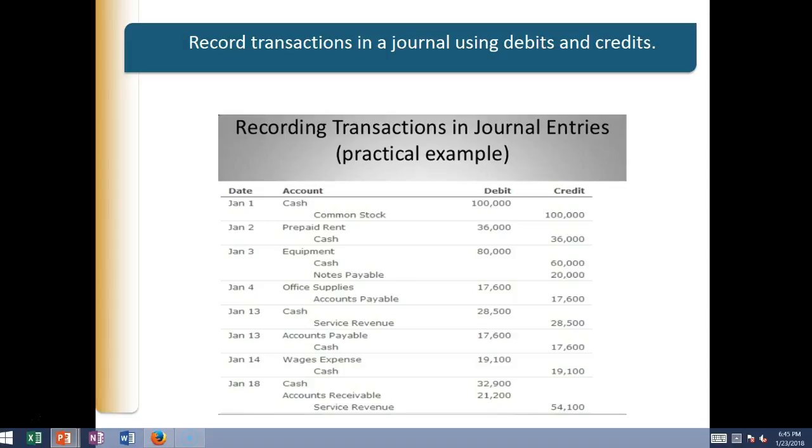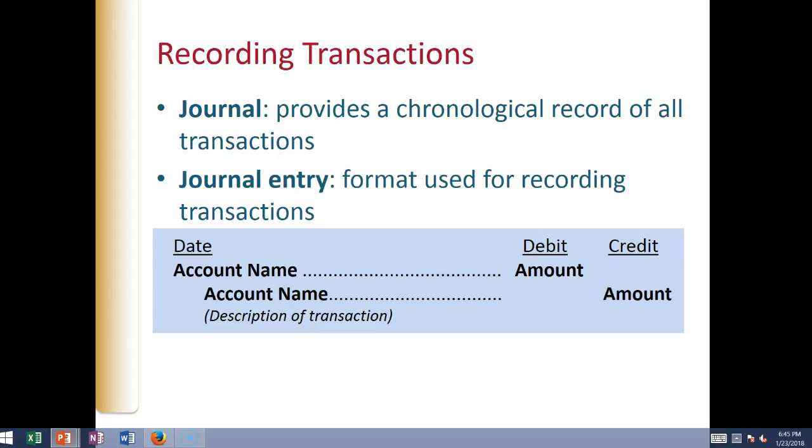So now this starts to become the crux of this chapter. We're going to now record transactions in a journal using debits and credits. A journal is what provides a chronological record of all the transactions. And this journal entry is what we're going to use. It's the format we use for recording transactions.